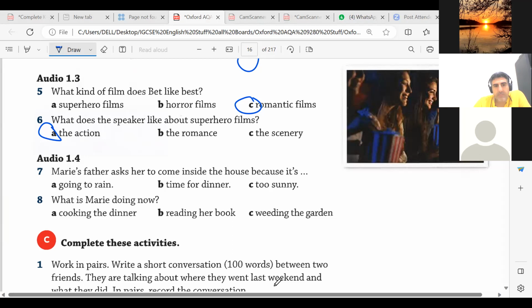Audio 1.4. Marie, please come indoors now. It's been a sunny morning, but it's starting to rain now. You can carry on reading that book inside. You promised you'd help me cook dinner, remember? And I'm going to make a start on that in half an hour. It's okay. You've got time to finish the chapter first.